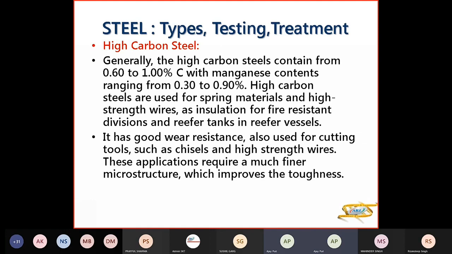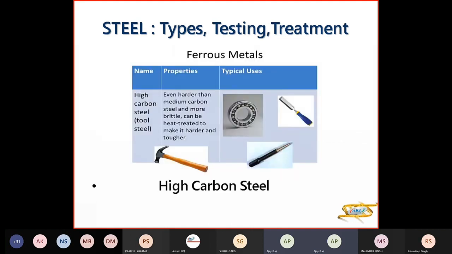So it's used for spring materials, high strength wires, insulation for fire resistant divisions, for reefer tanks insulation. So it's got good wear resistance. And it is also used for cutting tools like chisels, hammers, high strength wires, and it's got finer microstructure that improves the toughness of the material.